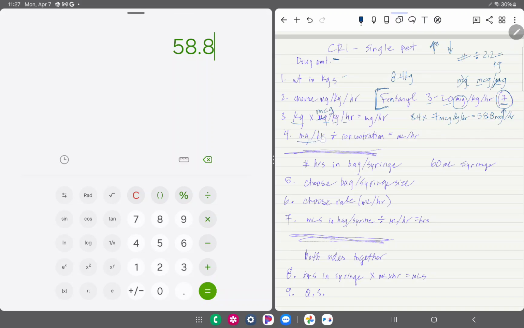And then I'm going to take that mic per hour divided by the concentration. And fentanyl's concentration is 50 mic per mil. Again, concentration you can find on the bottle. So if I'm going to start with a rate from Plumb's that tells me it is mic per kg per hour, then I have to make sure my bottle says mic. So when I say we start with mic and we end with mic, it makes everything easier.